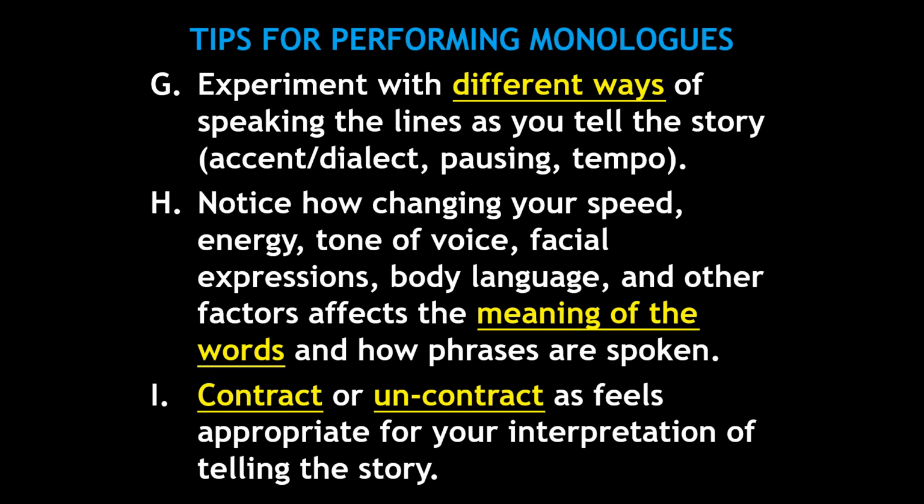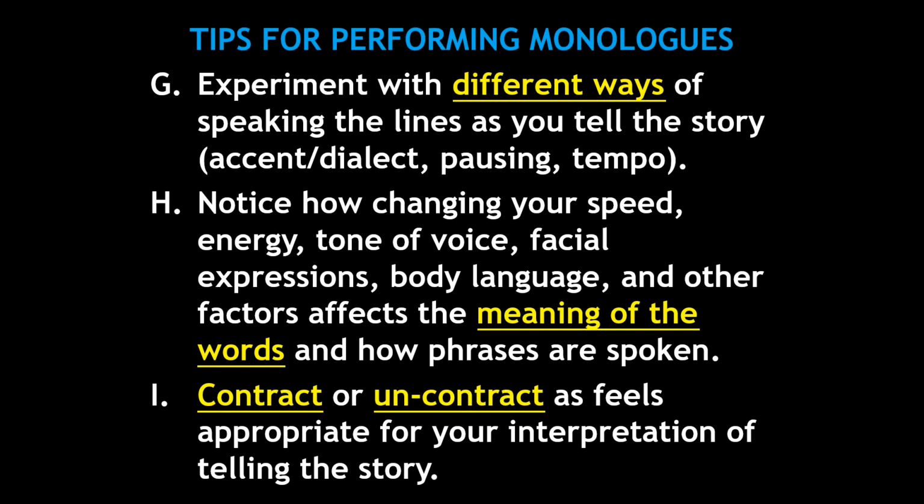Experiment with different ways of speaking the lines as you tell the story. Keep in mind any accents or dialect. Note how certain words and phrasing come together, where there's a pause in the telling of the script, how fast or slow you're going. All those things are going to change the way that the meaning of the words comes about. So play around with that and find what that unique voice is going to be for that copy. Notice how changing your speed, energy, tone of voice, facial expressions, body language, and other factors affect the meaning of the words and how phrases are spoken.